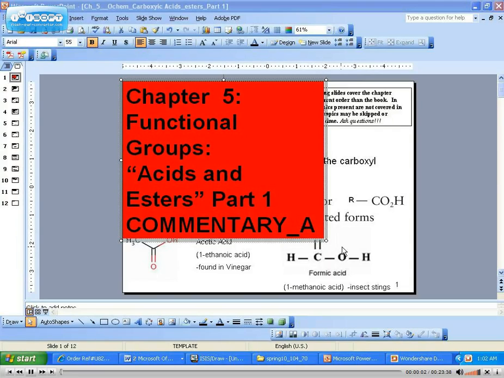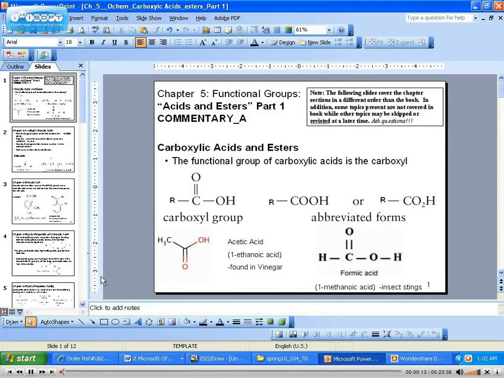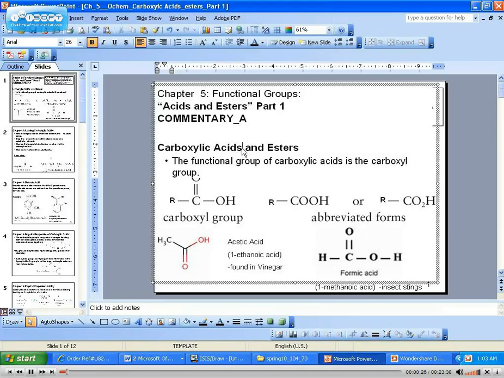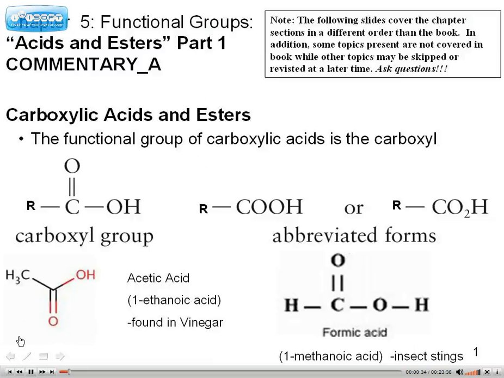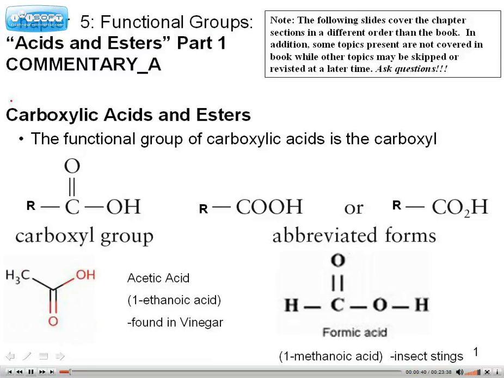This is commentary for the functional groups acids and esters. So in these slides we're going to go ahead and talk about naming carboxylic acids, acid salts, which is not shown in this slide, but I'll talk about it, and carboxylic acid esters. To start us off, we're going to focus on carboxylic acids.